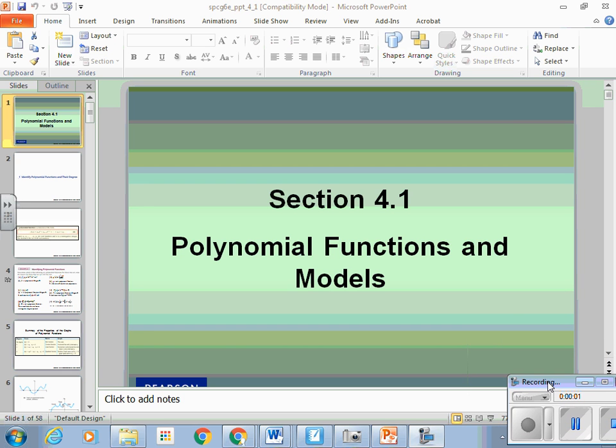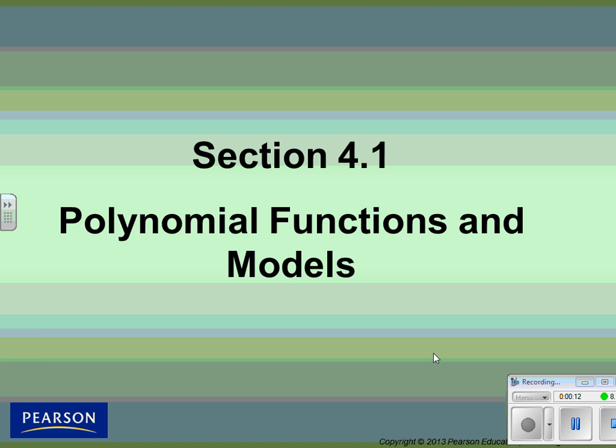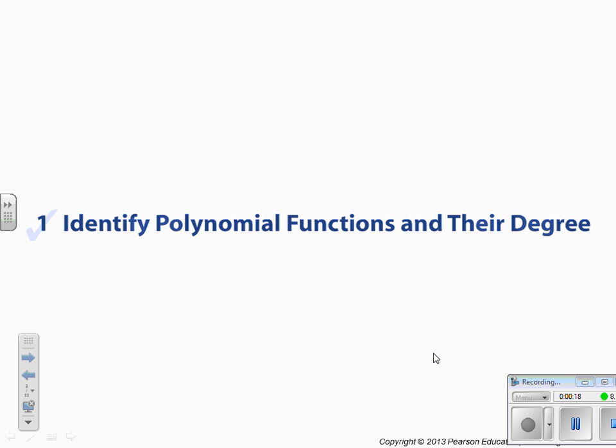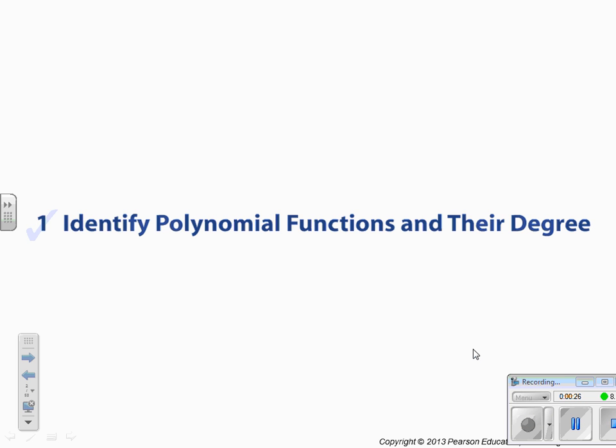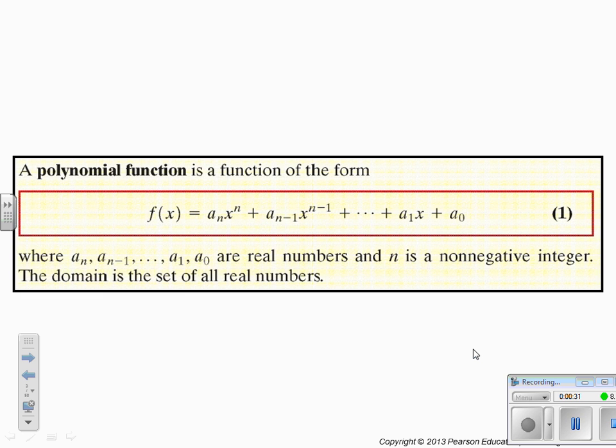So this is Pre-Calculus, Chapter 4, Section 1, Polynomial Functions and Models. This is Part 1 of this section. Our first learning objective is to identify polynomial functions and their degree. All right, so we're going to identify polynomial functions and their degree.